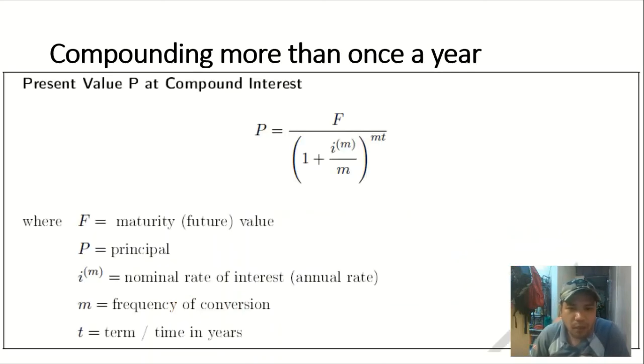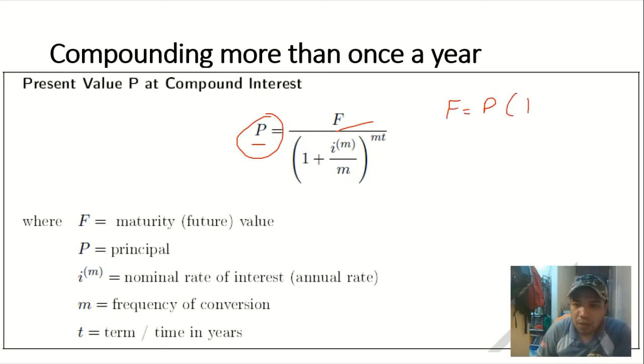So what if nawawala si present value? So we have the future value given, then all the other values are given except for the present value. So to derive that, galing dito: F is equals to P times 1 plus J, raised to N. Kaya siya nakaderive dito.